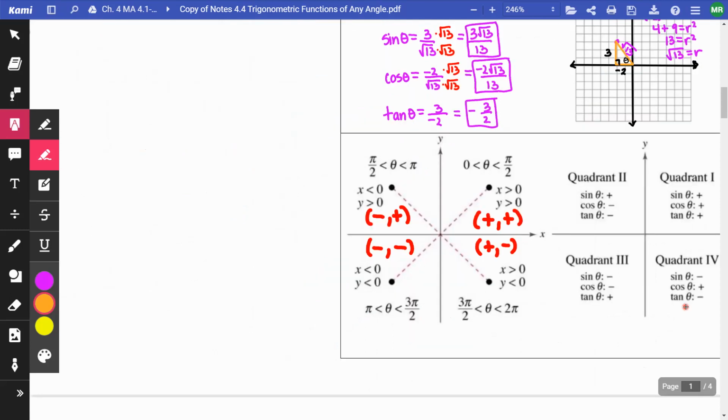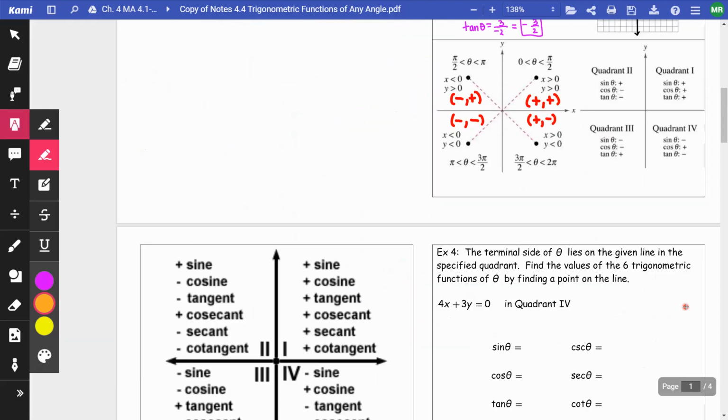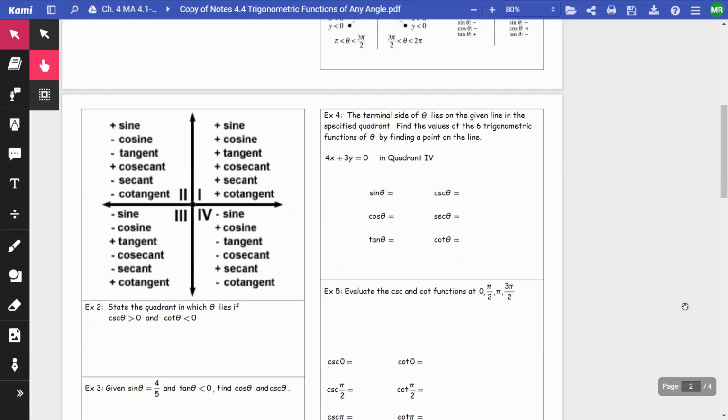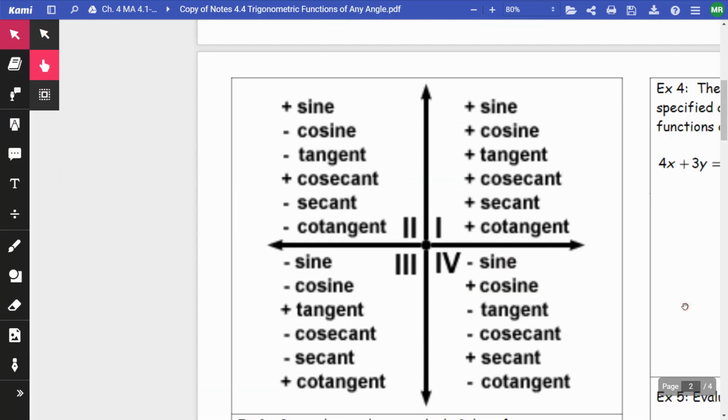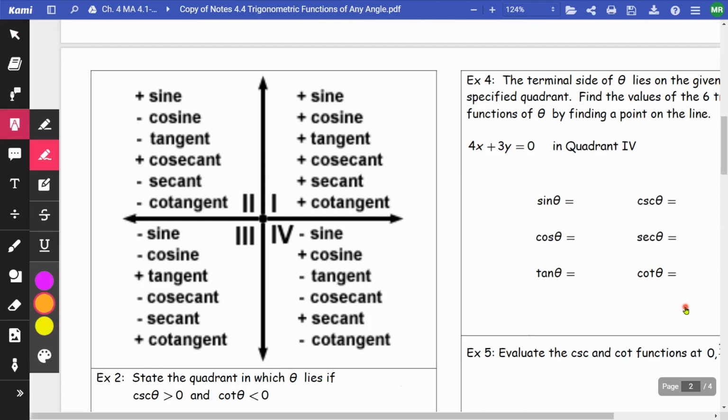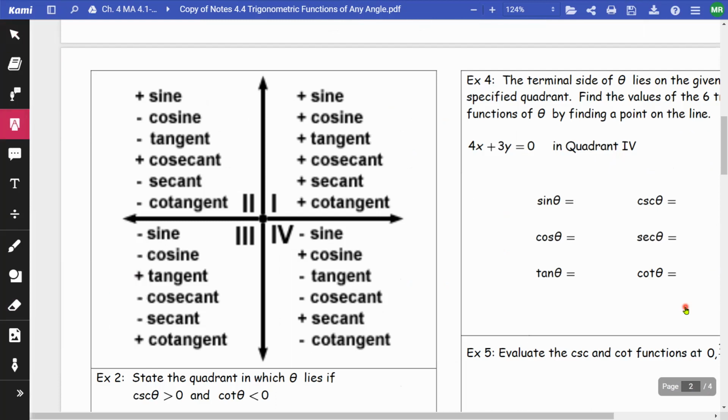So now, if we look at this one, it is showing us everything. It's showing us all 6 of them. And really, I just focus on sine, cosine, and tangent, but I want to make sure we understand that if my sine is positive, its reciprocal, which is cosecant, will also be positive. So over here, my sine is positive. My cosecant, which is its reciprocal, is positive.